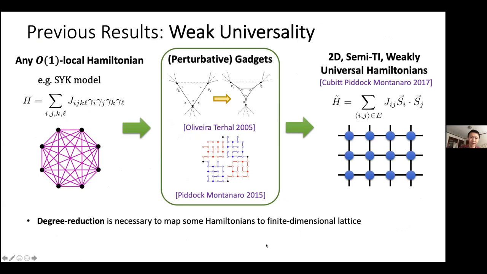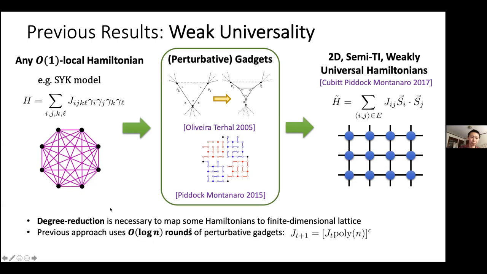The basic key idea behind this is that if you have a complicated Hamiltonian, you can map it to a finite dimensional lattice by using these gadgets to do degree reduction. For example, in an SYK model, each particle talks to all the other particles, so the degree is of order n, and that on its own cannot be embedded on a finite dimensional lattice. But if you apply a gadget such as this, you can essentially halve the degree every time you apply it. Because in principle you could have order n degree, you need to apply this gadget log n rounds, and each round the interaction energy blows up polynomially. In general, since you need to apply this log n number of times, the final interaction energy scales exponentially in the original system size.